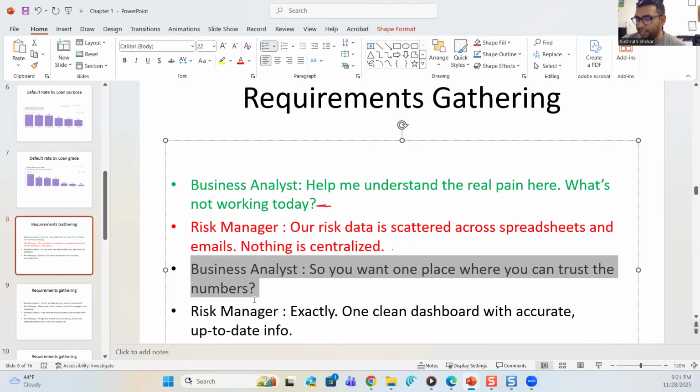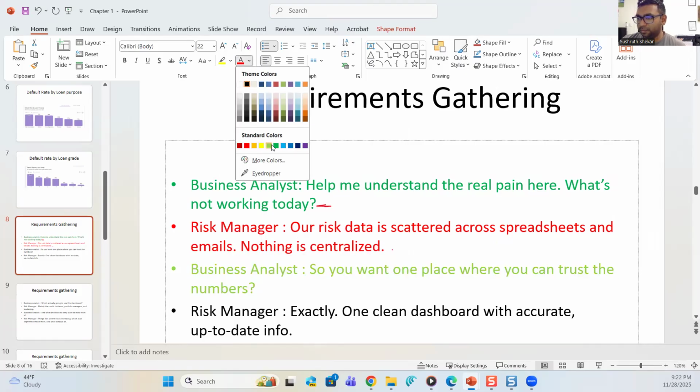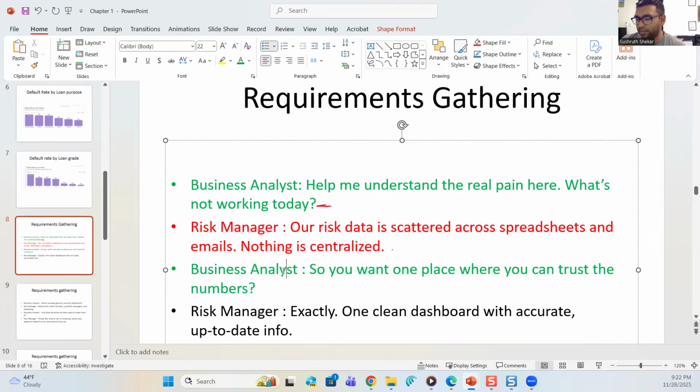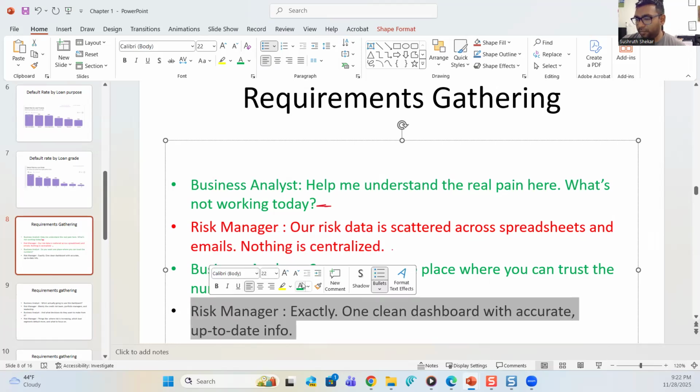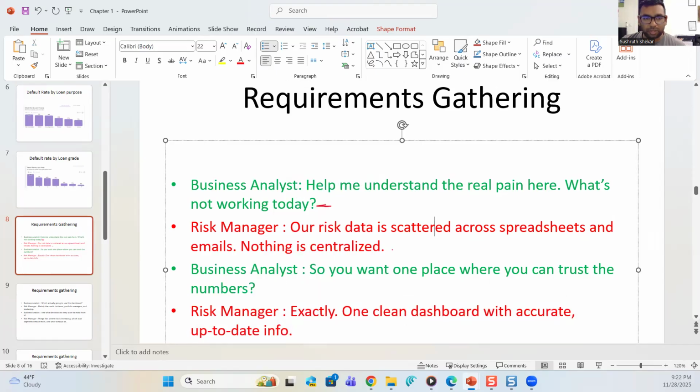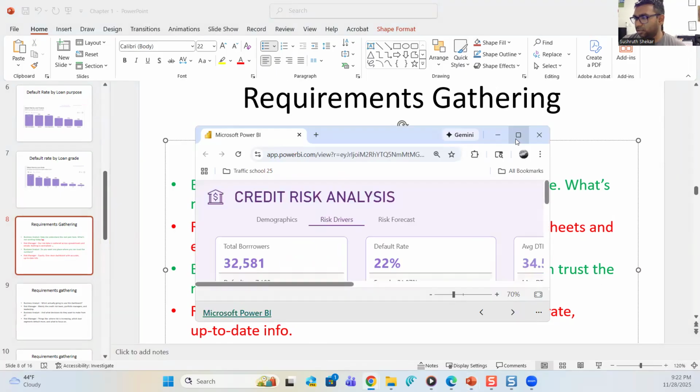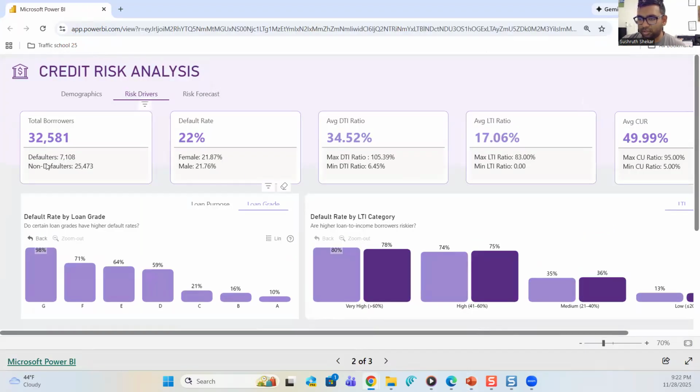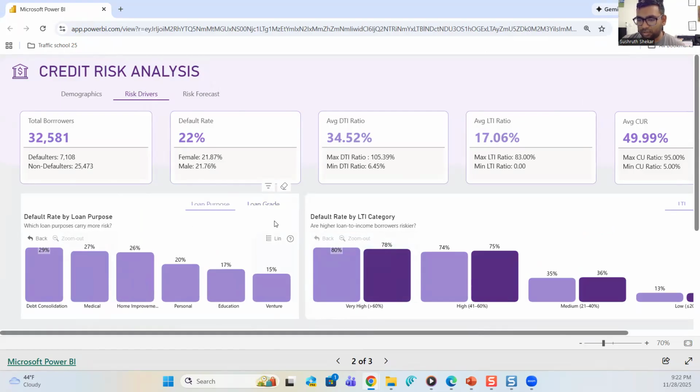And then the BA will say, so you want one place where you can trust the numbers. Risk manager: exactly. One clean dashboard with accurate, up-to-date info. Right? Which is this, which is this, which is this. You get how it's connected?